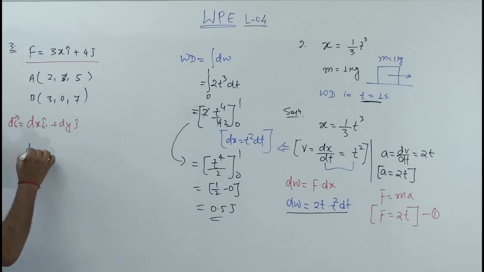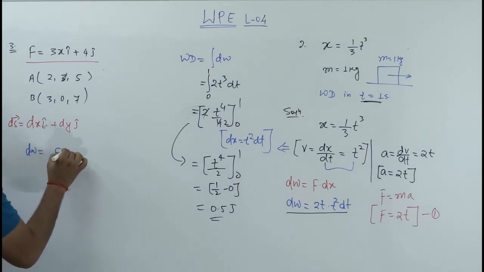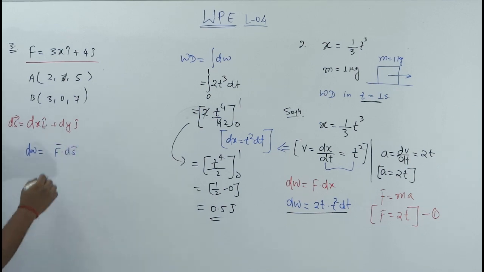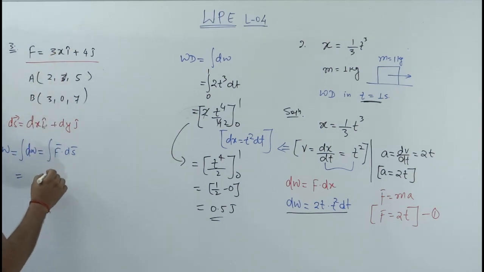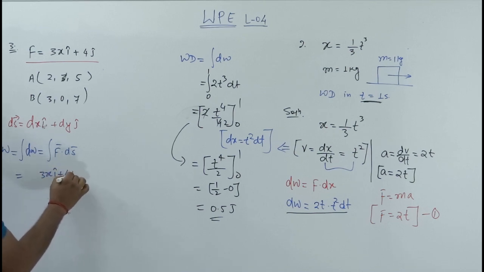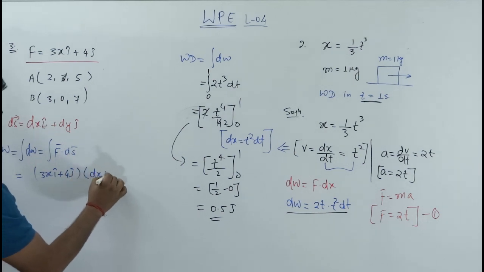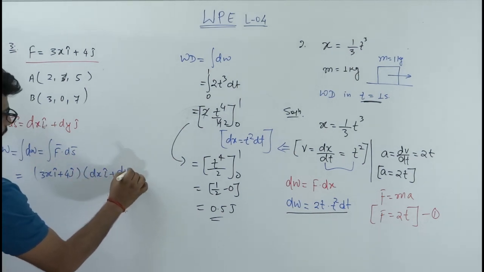Okay, the process is still very much the same. I'm going to find the elementary work done, which should be given as F dot ds. And then we're going to integrate this to find the total work done. Now, what is the value of the force? Force is given as 3x i cap plus 4j cap, my dear kids, and ds is given as dx i cap plus dy j cap.